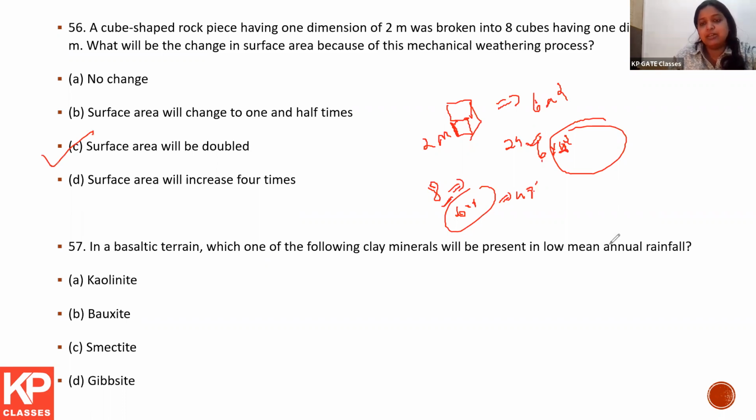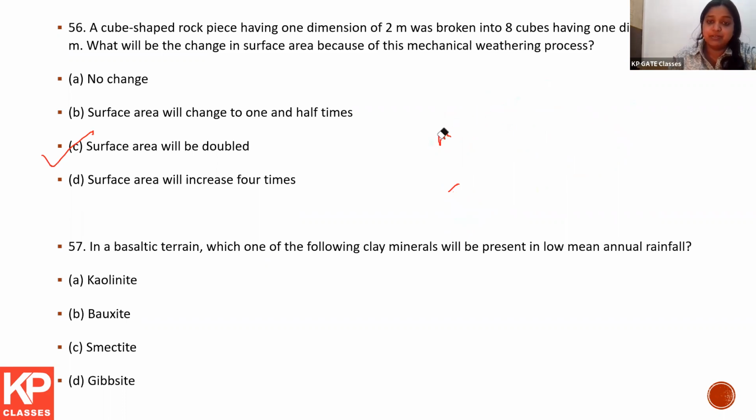So this is actually not a mechanical weathering question. This is a normal mathematical question, we could say. If you know the equation of surface area, it's easy to calculate the surface area of a cube with a 2 meter dimension. Then it is divided into 8 cubes, each one with 1 meter. Calculate the surface area of that one. So we will get the answer.